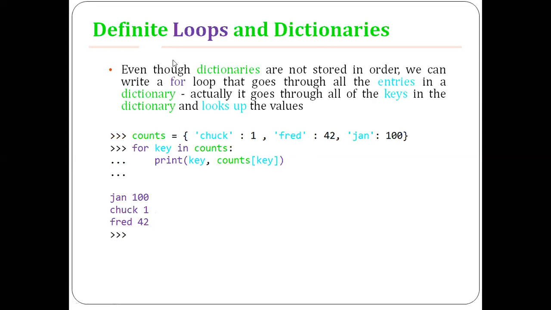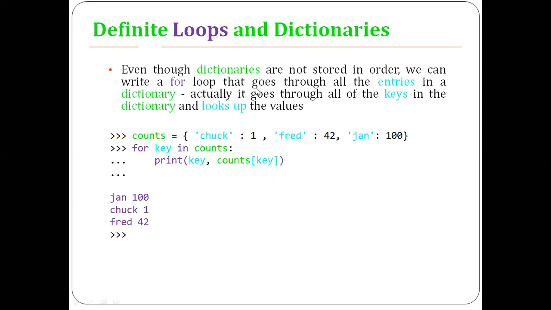In this way, you can make use of the definite loops to print the contents of the dictionary. So what are those contents? It contains the lookup tag as well as the value associated with each and every lookup tag. So we are going to print both, right? In this case, jan 100 and chuck 1 and fred 42 as well. So this is how we can make use of the definite loops to work on the dictionaries, right?